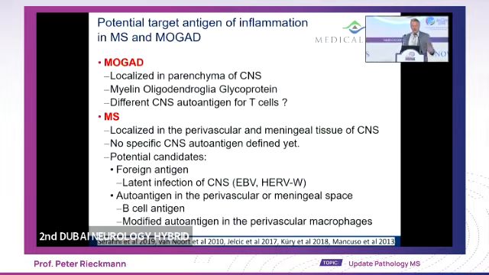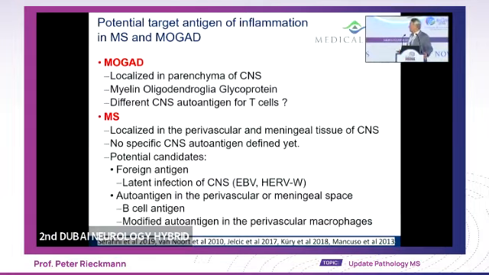So if we differentiate this and ask the question about potential target antigen in inflammation in MS versus MOGAD: for MOGAD, it's clear, it's the myelin oligodendrocyte glycoprotein. That's why it has got its name. There are probably other CNS antigens for T cells while they transmigrate. This is still under debate. But the question is really out there, what's the antigen in multiple sclerosis driving the process?